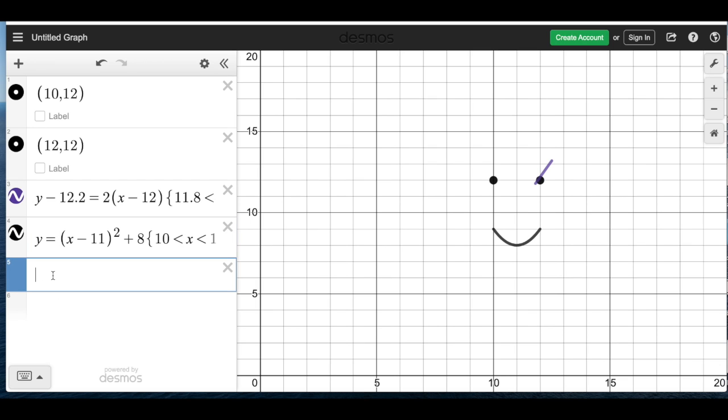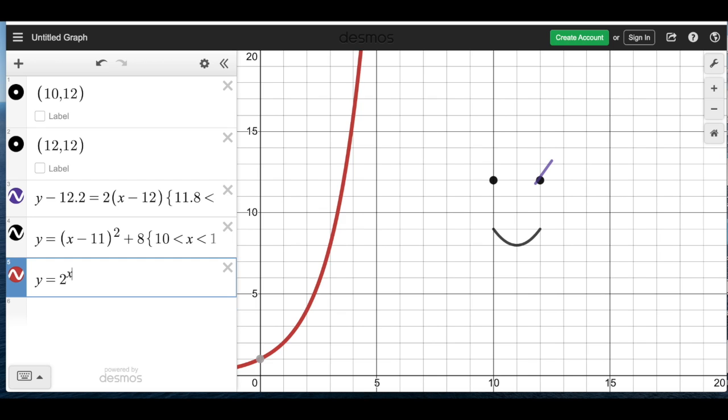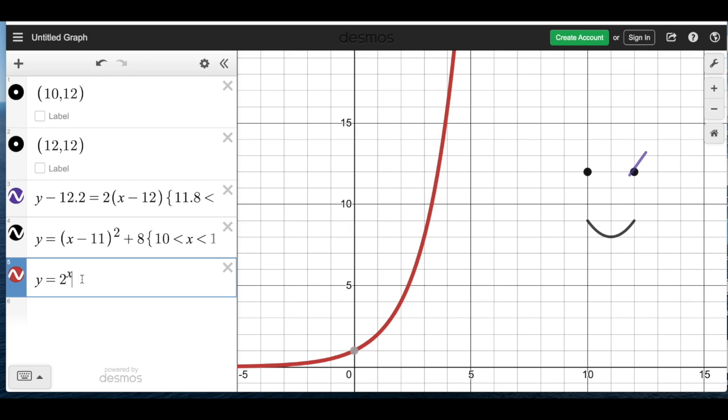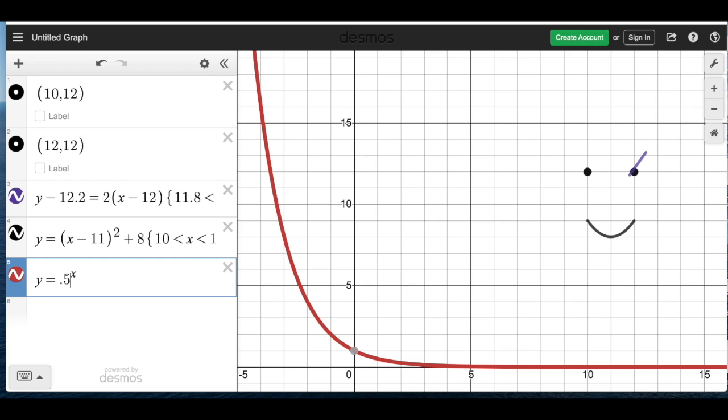Another graph we've learned about this year, which must be included in your final, is the exponential graphs. And exponential graphs are like y equals 2 to the x, things like that. That's that exponential growth curve. And exponential growth looks like that. If you make the base something less than 1, like 1/2 or 0.5 or any decimal less than 1, you get the exponential decay curve. It's just going the other way.